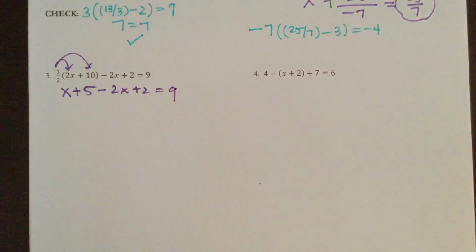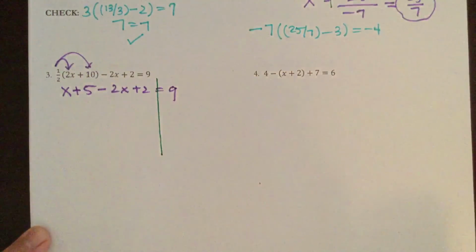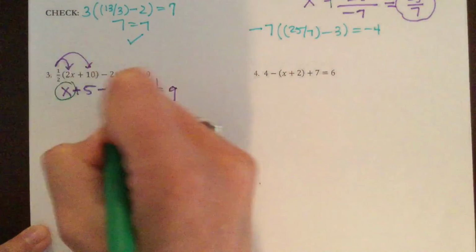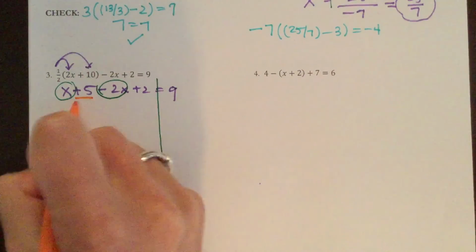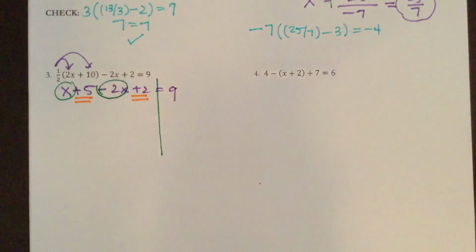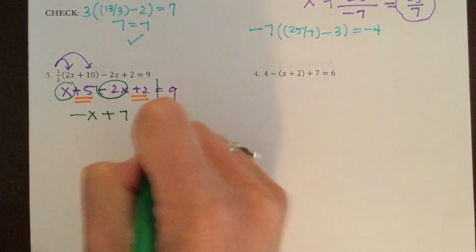There are no fractions or decimals in our problem to eliminate, and so the next step we come to is to combine like terms. We should see that we have two sets of like terms here. X and -2x are like terms, and likewise positive 5 and positive 2 are like terms. Let's combine them. X minus 2x leaves us with -x. And positive 5 and positive 2 make 7.